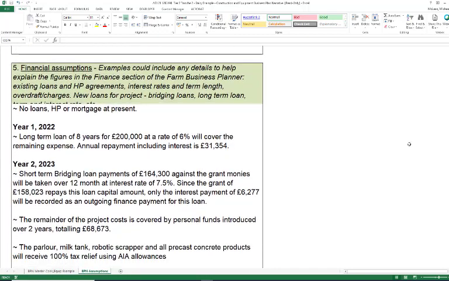In terms of financial assumptions, these include any details to help explain the figures in the finance section of the farm business planner, existing loans, HP agreements, interest rates, and so on. New loans for project, bridging loans, long-term loans, etc. And you can see the detail provided in this example.